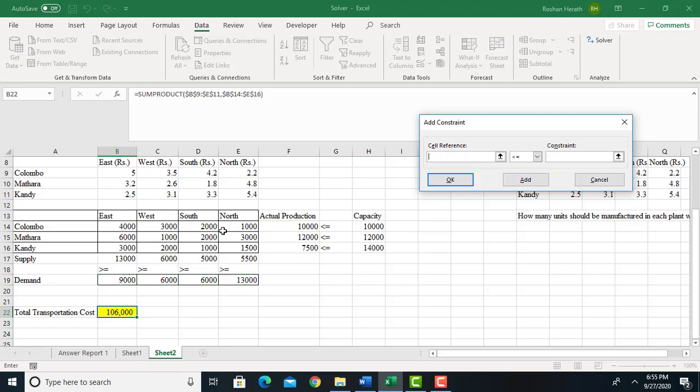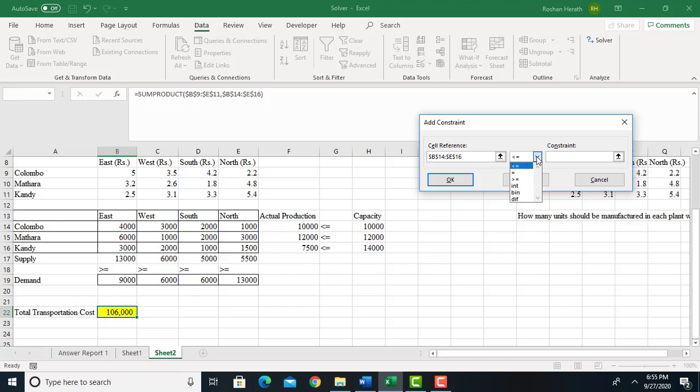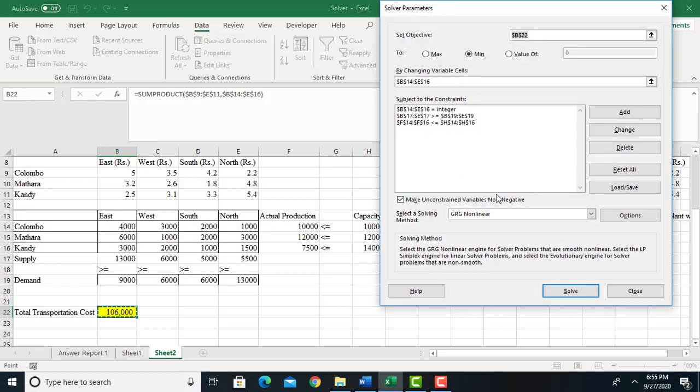And also the number of units that you deliver has to be completed units. Hence, make sure that these delivery units are integers. So consequently, you have added 3 constraints. Then make the unconstrained variables non-negative, so the number of units that you deliver can't be negative. So you ensure that. And the relationship, you assume it is always a simple linear relationship. So assuming that, you can solve.